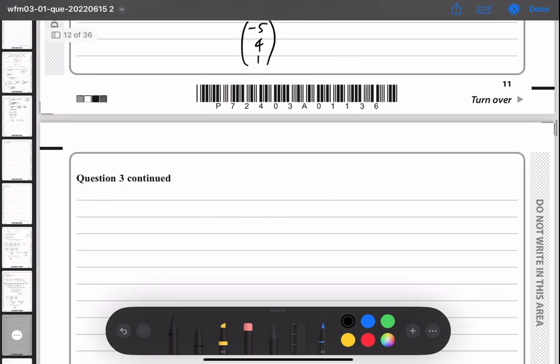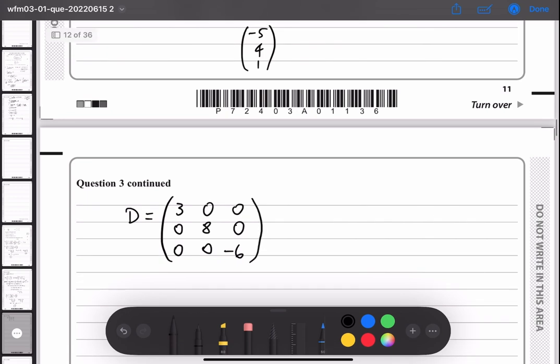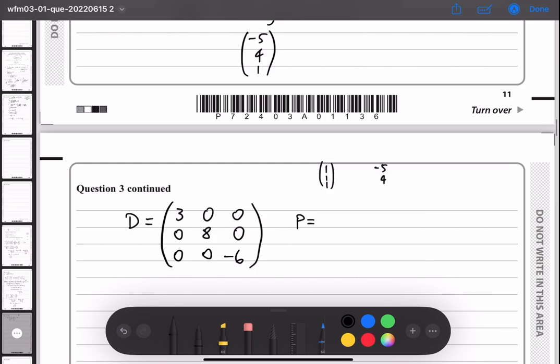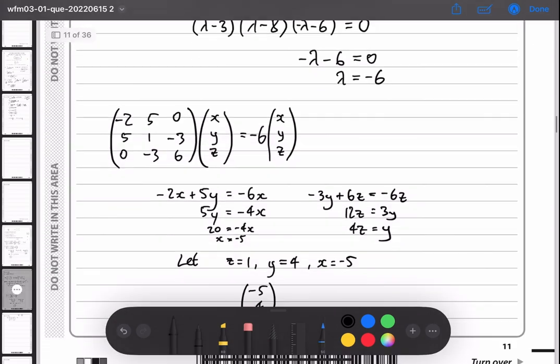At this point I can write down the diagonal matrix, because that's just using the eigenvalues, 3, 8, minus 6, and zeros everywhere else. It doesn't matter what order you put the 3, 8, and minus 6 in, so long as they go down the main diagonal, and you get the corresponding eigenvectors in the correct order in P. P then is made up of 1, 1, 1, the one we just found, minus 5, 4, 1, and the one we had for 8, which was 1, 2, minus 3.